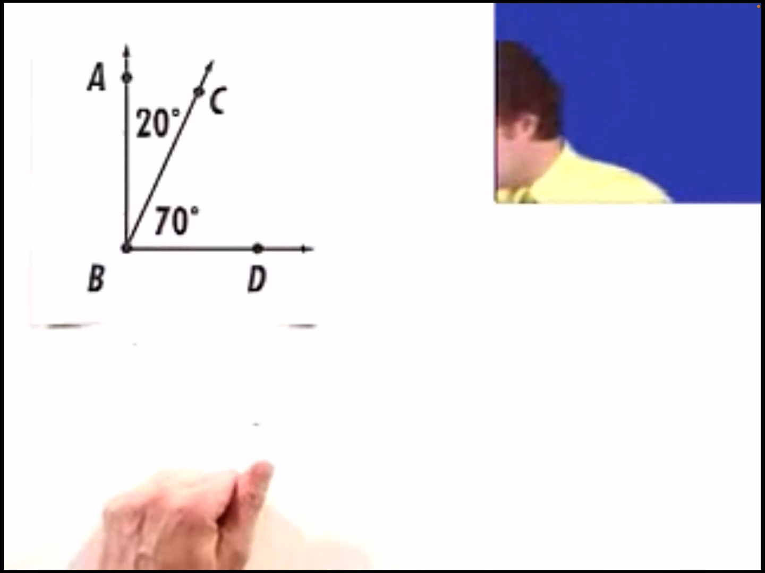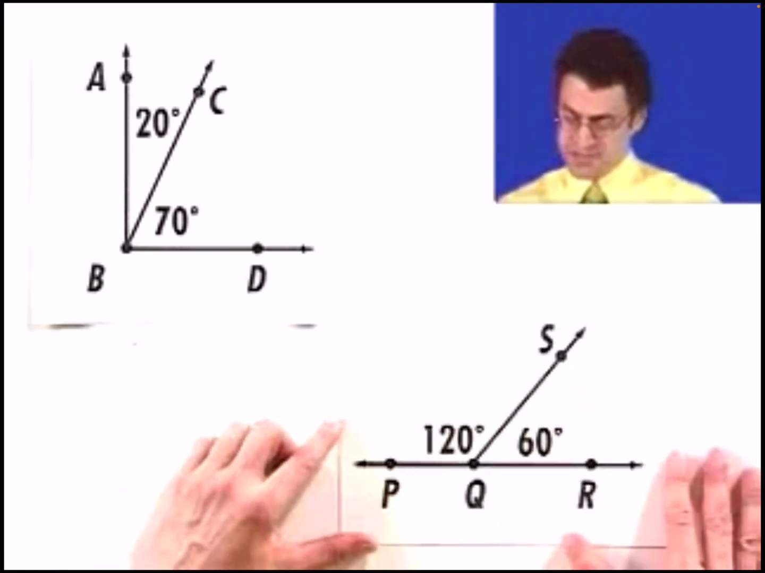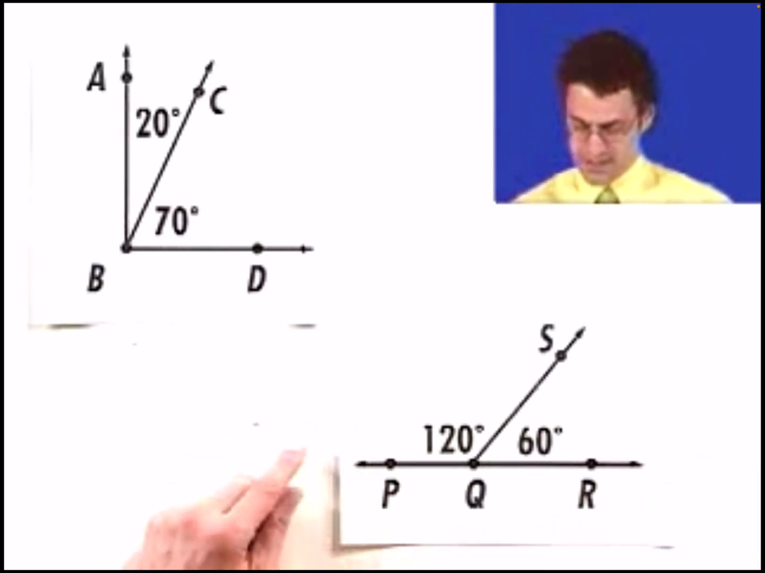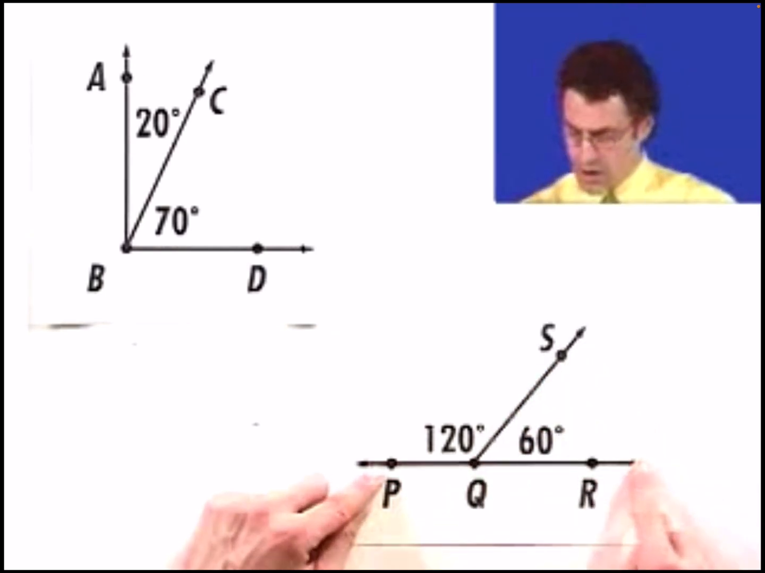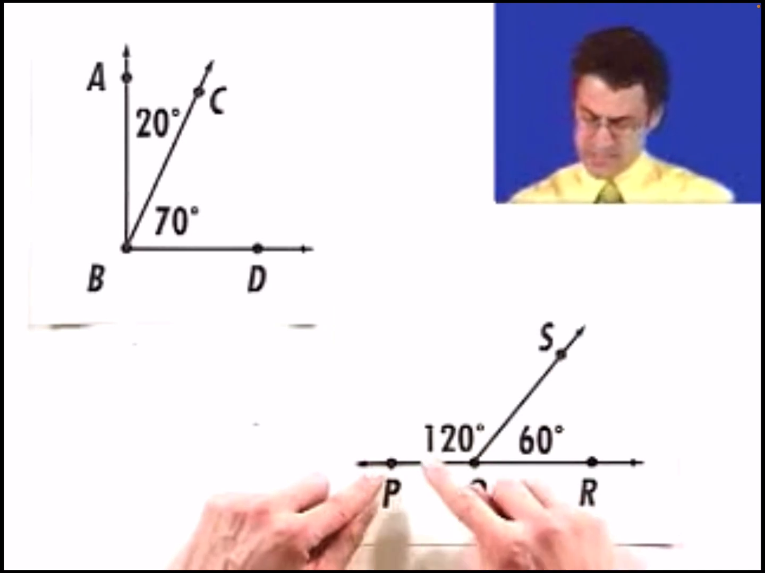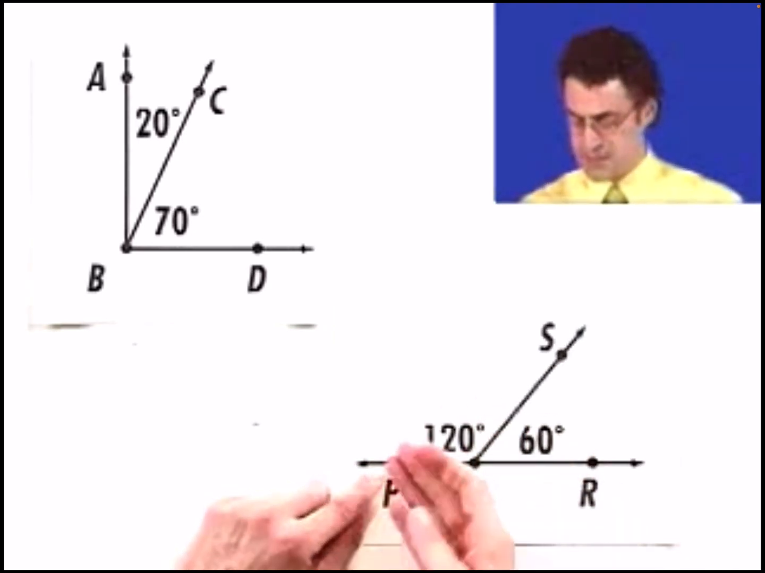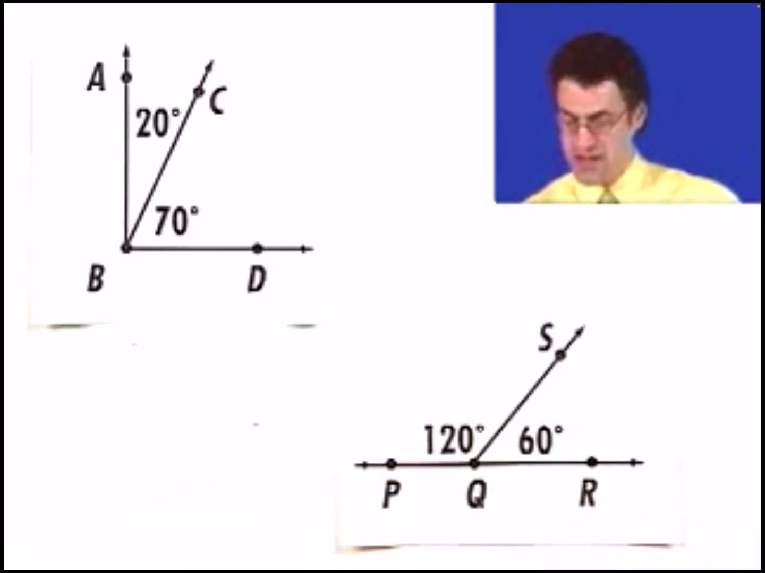A similar idea is known as supplementary angles. A pair of angles are called supplementary if the sum of their measures equals 180 degrees. So PQS and SQR are supplementary angles because if I take the measure of this, which is 120, and add it to this, which has measure 60, the total sum is 180, and that's what is required in order to be supplementary angles. So these two angles are supplementary, these two angles are complementary.